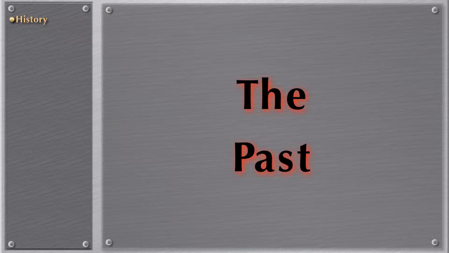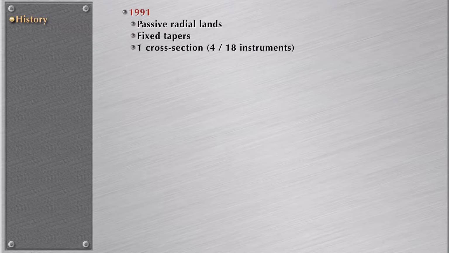What is the past? The past of nickel titanium comes about in 1991. That's the first generation. We have passive radial lands, we have fixed tapers, and we have one cross-section. We have instruments that had only one design. And then companies that launched into the market in that era offered a package of 4 instruments to prepare a root canal, and some of them 18 instruments to prepare a root canal.